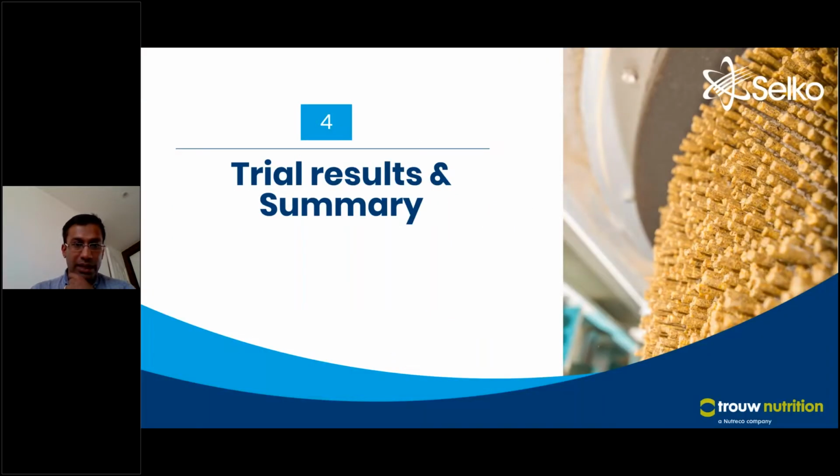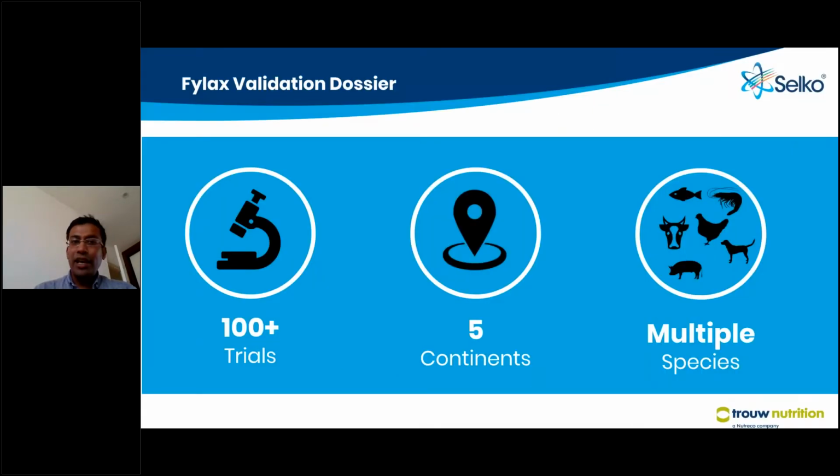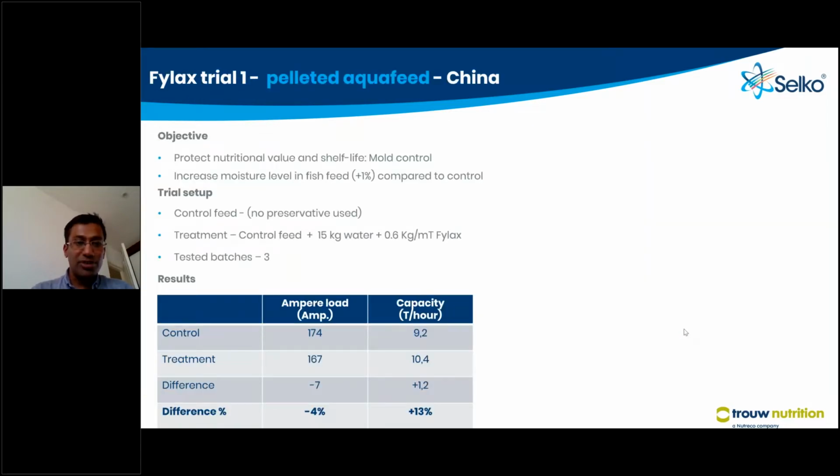Next one. The trial summaries, of course, these are lab trials, and we have done a lot of commercial field trials. I'm going to go into a couple of them, aqua specific. We have done more than 100 different trials, both in laboratory controlled conditions and in commercial conditions, on 5 different continents, and also tested in many different species, including fish feed and shrimp feed. So I'm going to take a couple of examples considering time constraint.